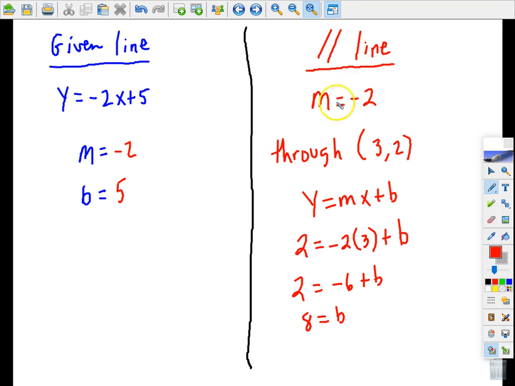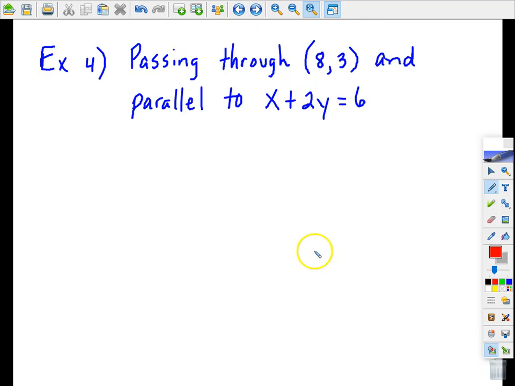So all I need to write slope-intercept form, I know I've said this before, I need the slope and I need the y-intercept, and so here we go. Y equals slope, -2 times x, plus y-intercept, which is 8. And there's my answer for this example number 3. So let's practice another one of those. Example number 4, same idea.